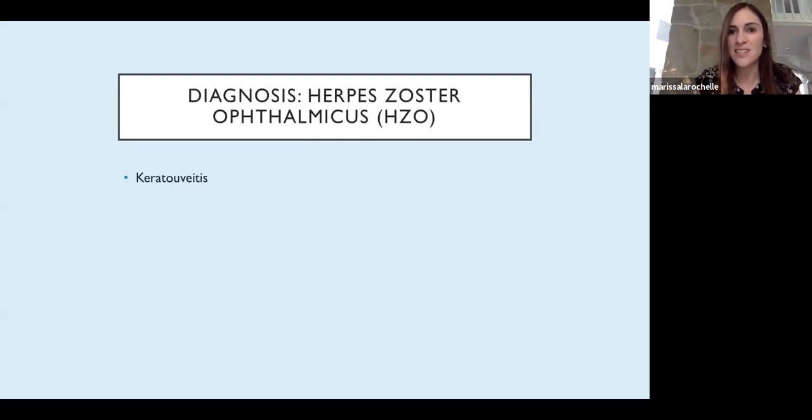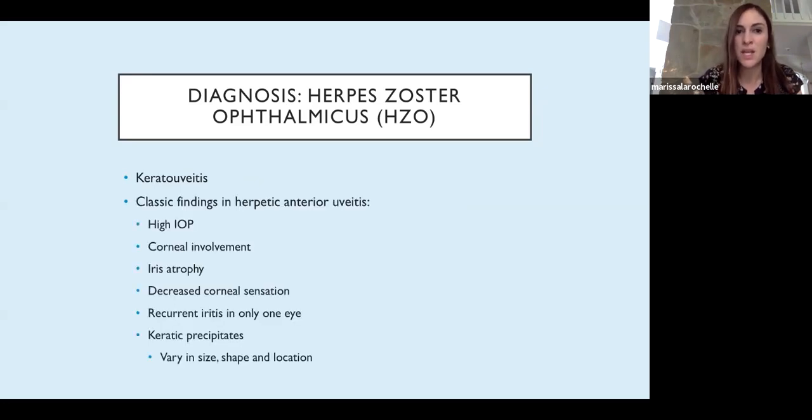So I think that's a slam dunk diagnosis for herpes zoster associated anterior uveitis. I would call this a keratouveitis since there's inflammation both of the cornea and the anterior chamber. Classic findings of herpetic uveitis: high intraocular pressure. Usually the intraocular pressure in patients with iritis is low due to ciliary body shutdown from inflammation. But in herpetic disease, due to a trabeculitis, the IOP is paradoxically high, higher than normal.